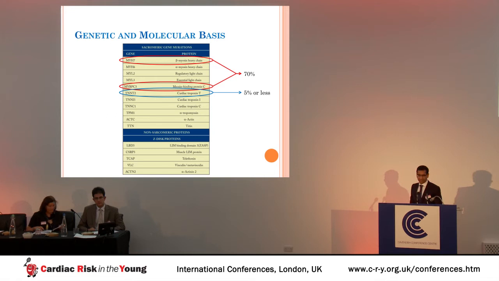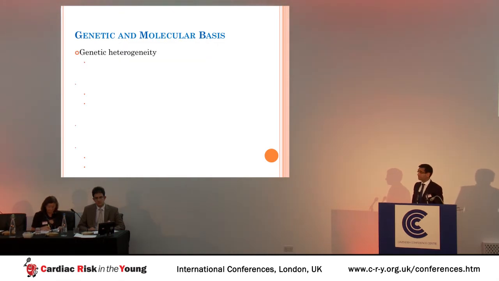Cardiac troponin T accounts for about 5% or less, with the mutations in the remainder of the genes accounting for the other 25%. Now, HCM does show a lot of genetic heterogeneity as well, and to date, over 1,400 mutations have been described.